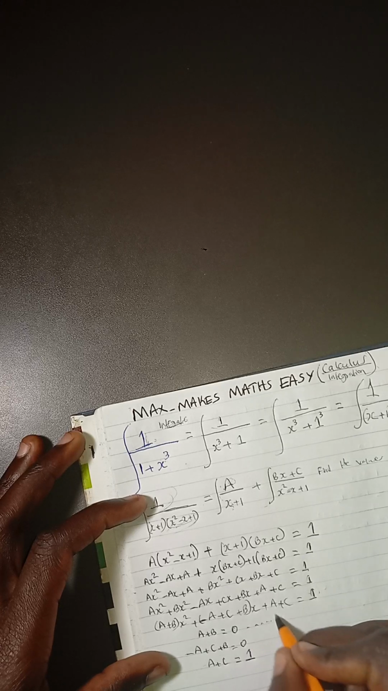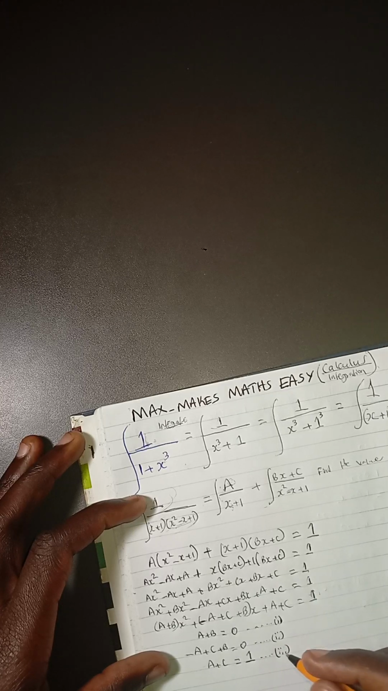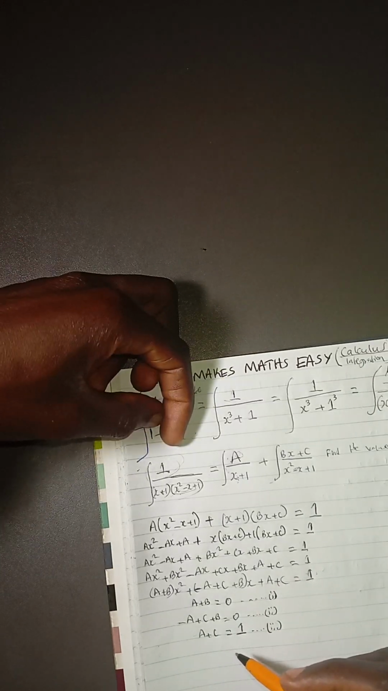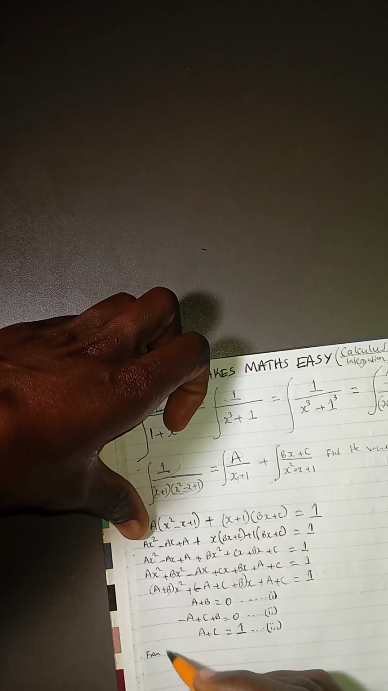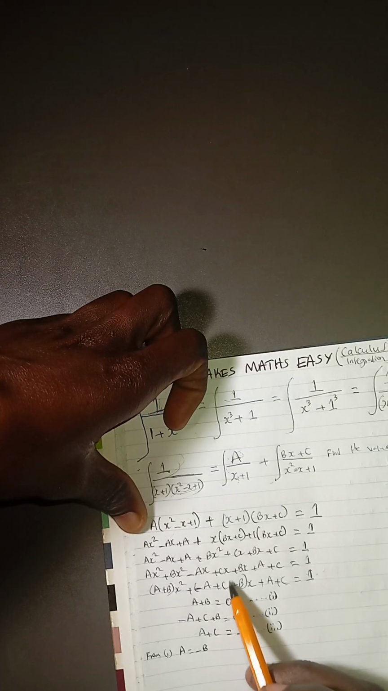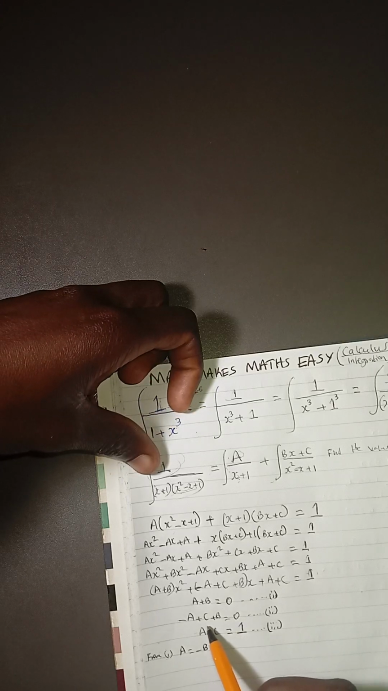So we have 3 equations that will help us to find the values of a, b, and c. So from our first equation, from equation 1, a is equal to minus b.